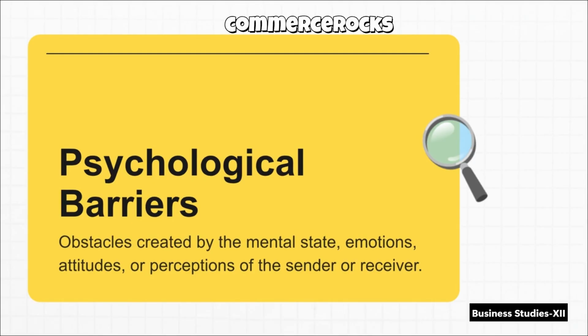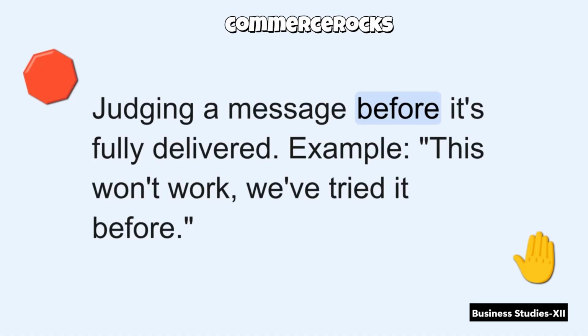Okay, next up, psychological barriers. These are all the internal filters we have. There are emotions, our biases, our own state of mind, and they can totally warp a message, even if it's worded perfectly. One of the biggest psychological barriers is what's called premature evaluation. That's when you jump to a conclusion before the other person has even finished talking. Thinking, "This won't work, we've already tried it," just slams the door on any real conversation, and it absolutely kills new ideas before they can even breathe.